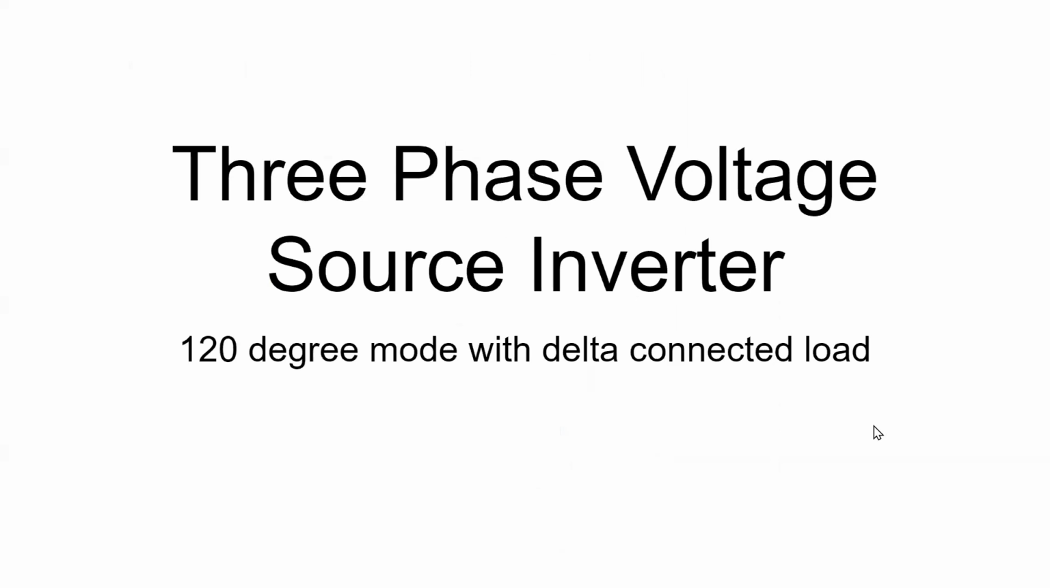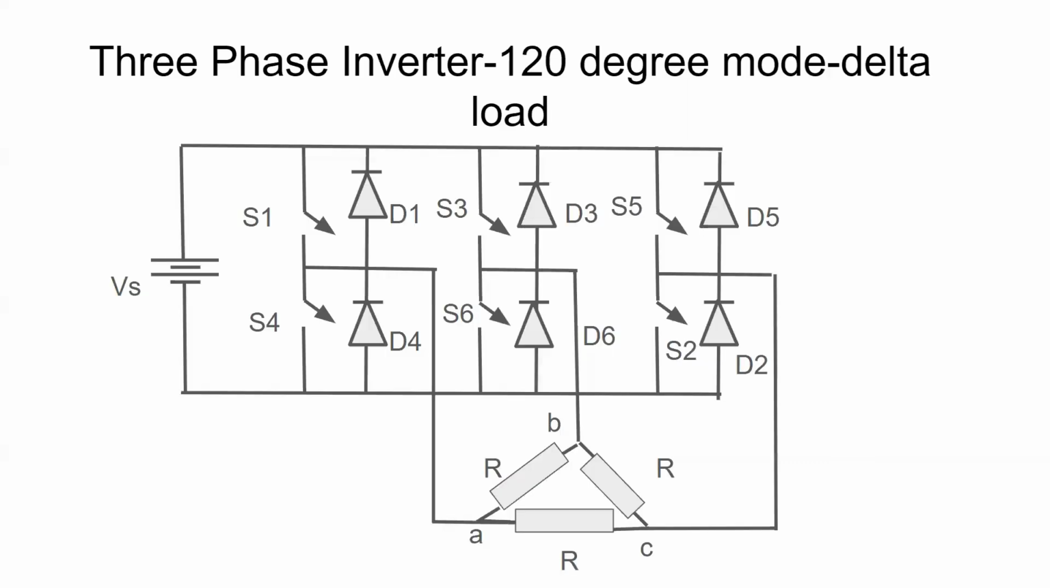Hello everyone. This video is about three-phase voltage source inverter with delta connected load in 120-degree conduction mode. The circuit of the three-phase inverter is shown here, which consists of 6 switches with 6 diodes connected in anti-parallel. The diodes will play a role only if the load is RL, RC or RLC load. Since the load is R, the role of diode will not be there.